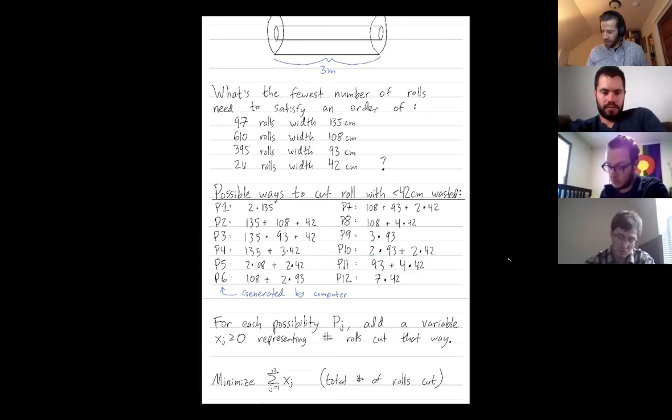x12 is going to say how many rolls do we want to cut by pattern p12, where we just have 7 rolls of width 42 plus remainder.